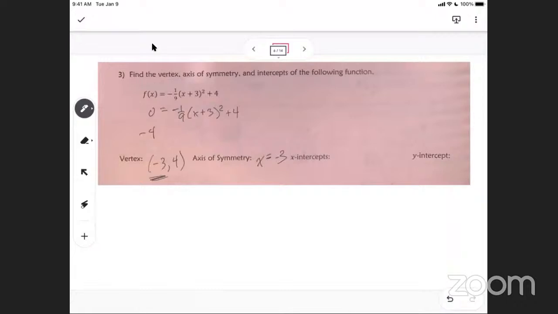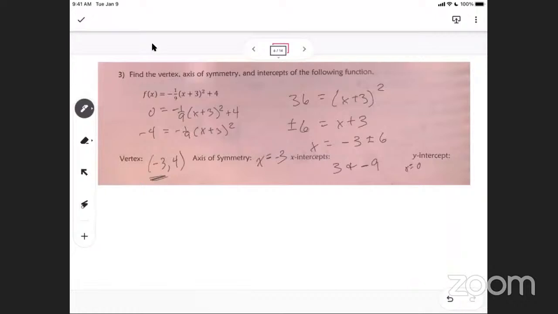Subtract 4 from both sides. Multiply both sides by -9 to get rid of that. So that would give you 36 equals x plus 3 squared. Take the square root of both sides. So that's plus or minus 6. And now subtract 3. So x equals -3 plus or minus 6. -3 plus 6 is 3. -3 minus 6 is -9. So 3 and -9. And your y-intercept, plug 0 in for x.